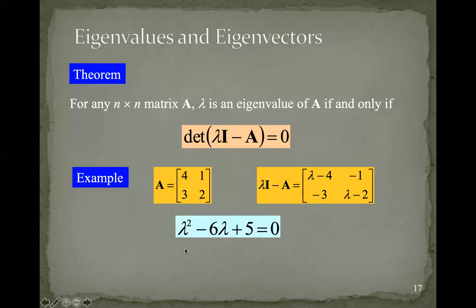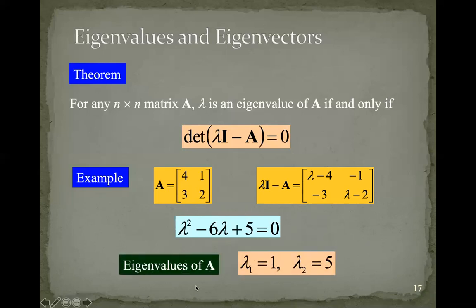Now we have a quadratic form for lambda: lambda squared minus 6 lambda plus 5 equals 0. So we can find the exact lambda values, 1 and 5, that are associated with the matrix. This is the same as we found in the previous slide: lambda 1 is equal to 1, lambda 2 is 5.